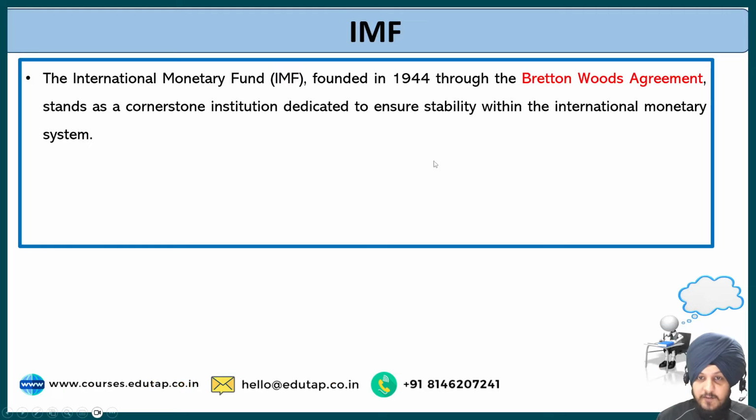Now let us see the definition of IMF. So IMF was founded in 1944 through the Bretton Woods Agreement and stands as a cornerstone institution dedicated to ensuring stability within the international monetary system. I hope this is clear.